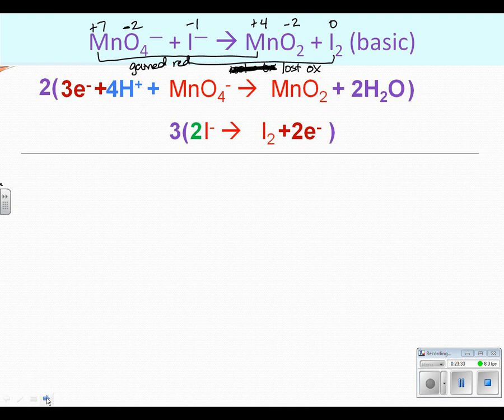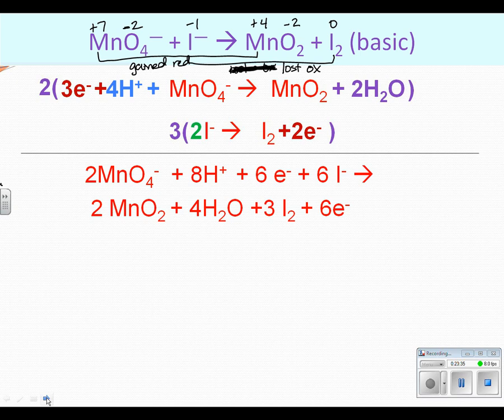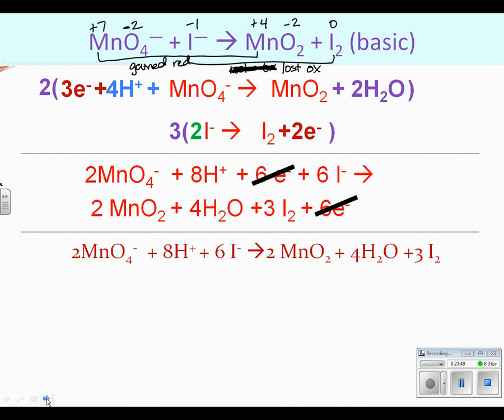Okay. So then I'm going to add them all together. I'm going to cancel out some things here. I'm going to be able to only cancel out my electrons at first. And so then I'm going to add these, but now I have these hydrogen ions, and I have this water on the other side, and I can't really do anything to reduce those. So I was told, though, that this one was a basic solution.